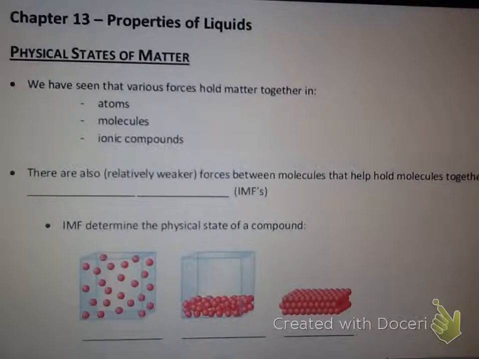Hey class, we're starting chapter 13 this week. Last week we looked at gases, this week we're looking at liquids. So we're just going to review some of the properties of matter really quickly. We've seen that there's different forces that hold matter together in this class.